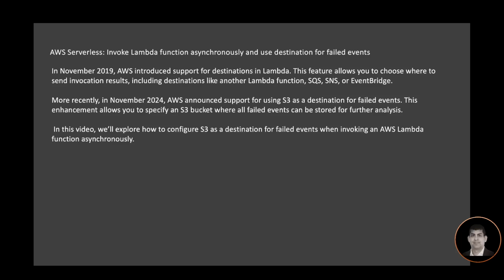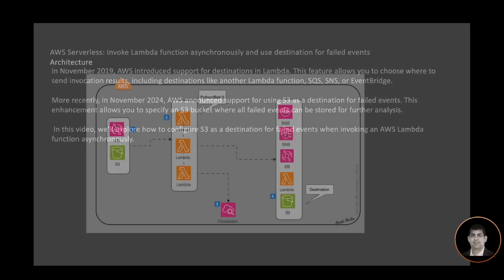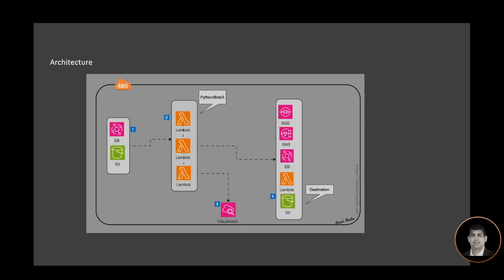In this video, we will explore how to configure S3 as a destination for failed events when invoking an AWS Lambda function asynchronously. Let's look at the architecture flow. We can invoke the Lambda function either via Event Bridge or S3 or other services asynchronously, and then once invoked, we can configure the destination in multiple ways.